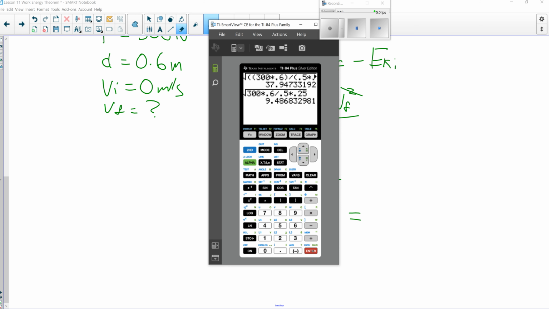The way I would do this myself, I would go 300 times 0.6, hit enter, and then I would go 0.5 times 0.25, hit enter, and then I would go, all right, now I'm going to take those two numbers, and I'm cheating because I can do this on my calculator, not everybody can. Okay, it's top divided by bottom.